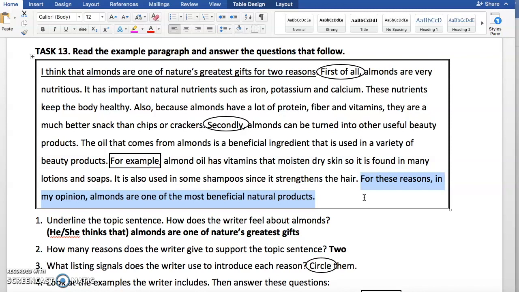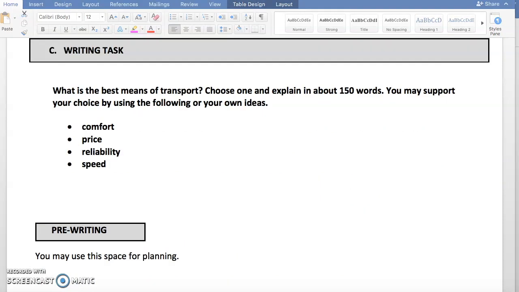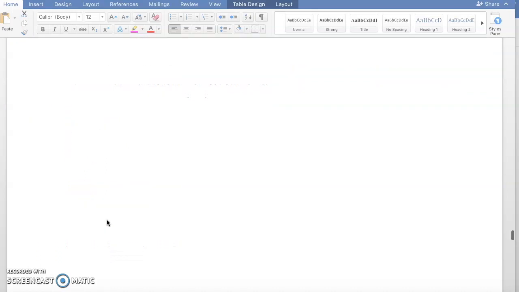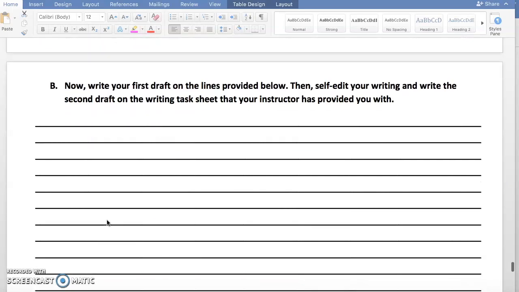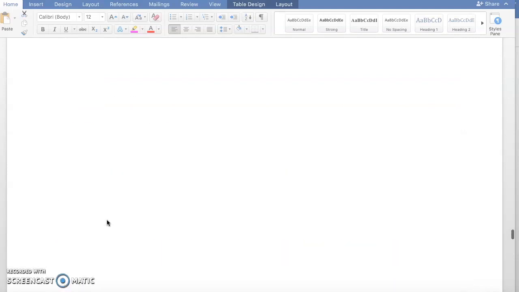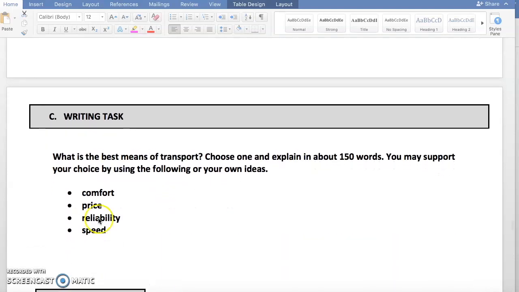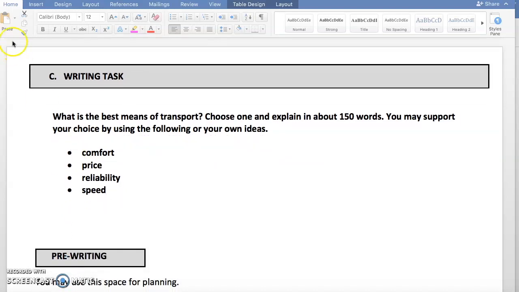So you will be expected to write a similar paragraph now. On page 9, you see your writing task, which is: what is the best means of transport? Please don't forget to brainstorm and outline your ideas first, and then write your paragraph. When you write your paragraph, you can choose some ideas here, or you can come up with your own ideas. After you write your paragraph, you're going to share it with your class teacher and get feedback.